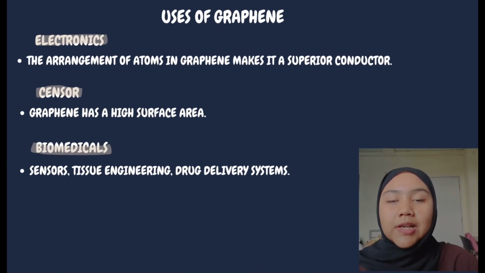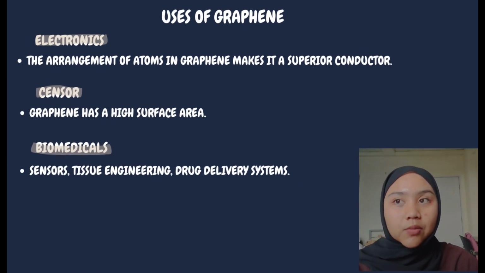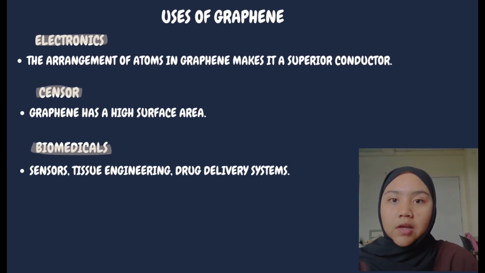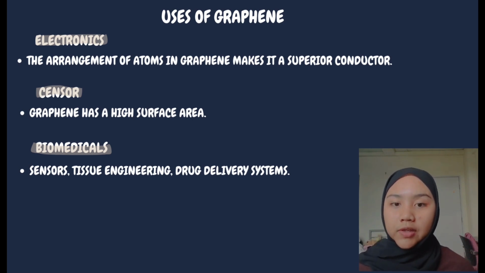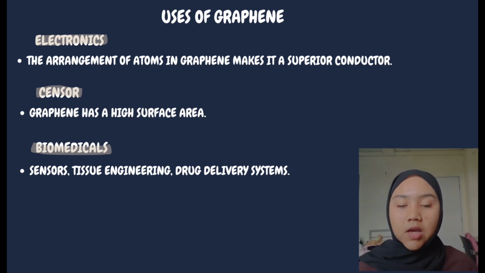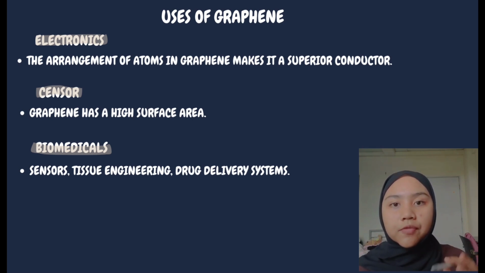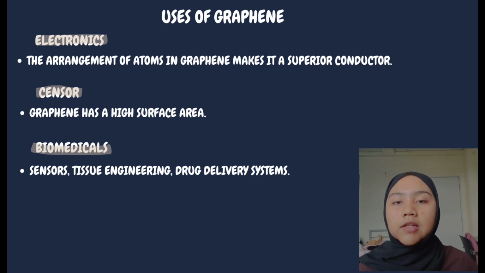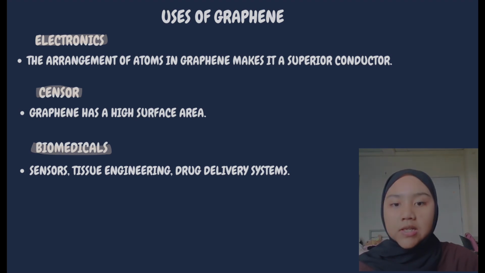Now we go to the last part of the subtopic, which is the use of graphene. There are 6 uses of graphene. First is electronics. The arrangement of atoms in graphene makes it a superior conductor. Second is sensors. Graphene has a high surface area. And the third one is biomedical. It is also used for sensors, tissue engineering, and drug delivery systems.